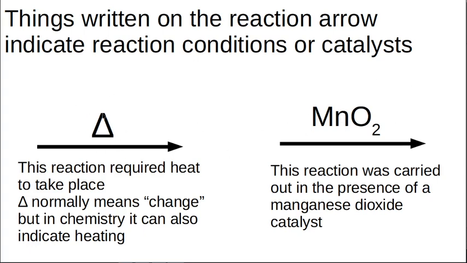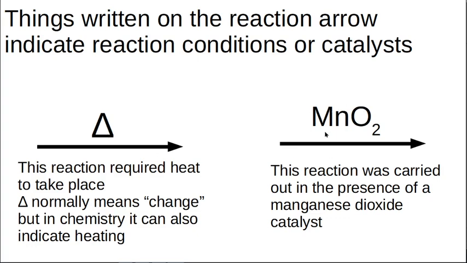Here, if you see a triangle, this means heat. We also use the triangle delta. This is the Greek delta, capital delta. Delta normally means change, which is usually in physics final minus initial, but in chemistry sometimes we can mean heating. And later on when we look at reactions, they call it delta H, the heat of the reaction.